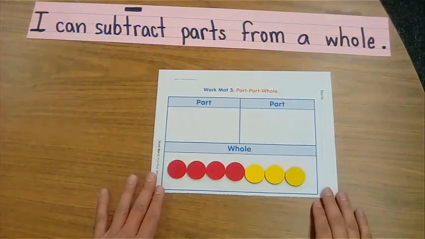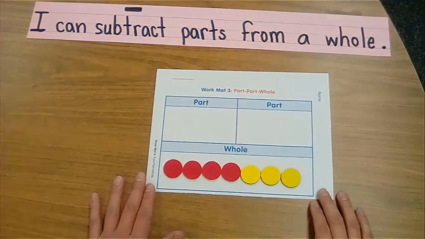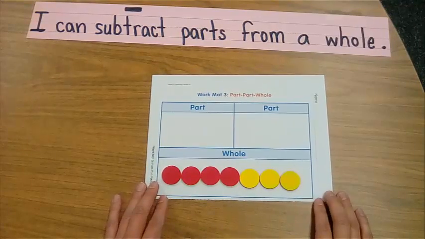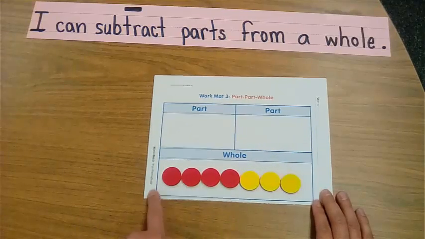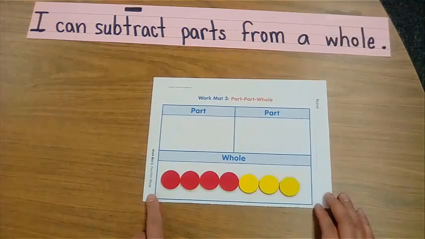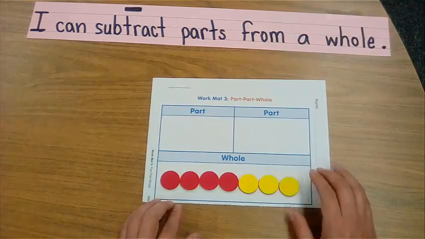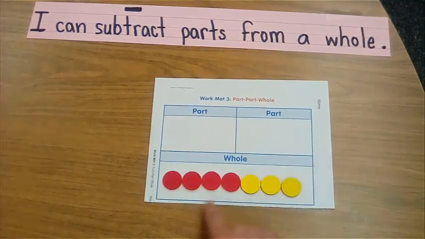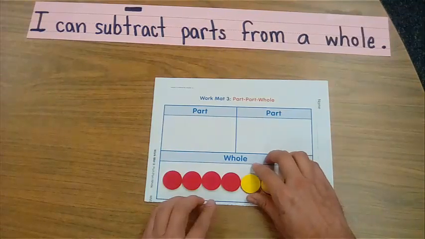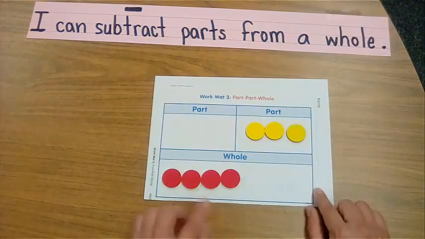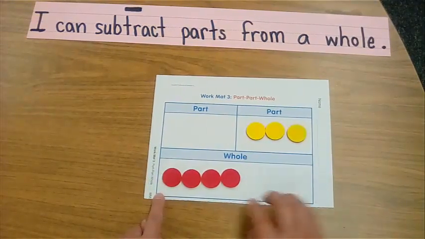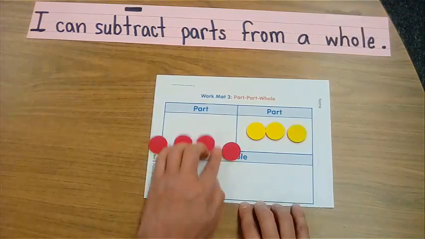Okay, boys and girls, so instead of using bears, now we're going to use our counters, and you may do this at home with me. So we know that if we have a whole and we know one of the parts, so let's say I know that I have 7 counters, and I know that 3 of them are yellow. I know what the other missing part is. I know that the other missing part must be 4.